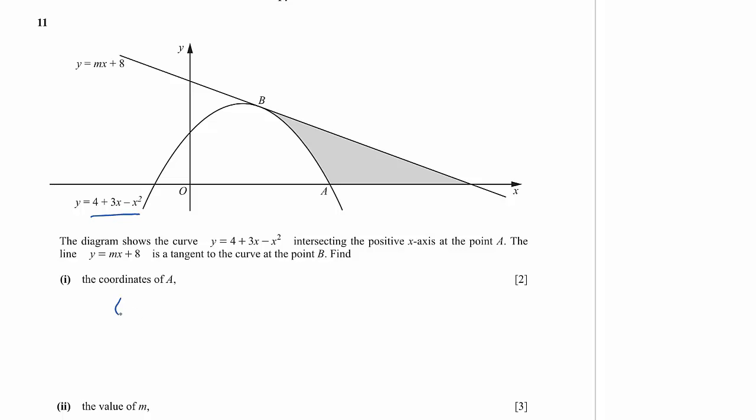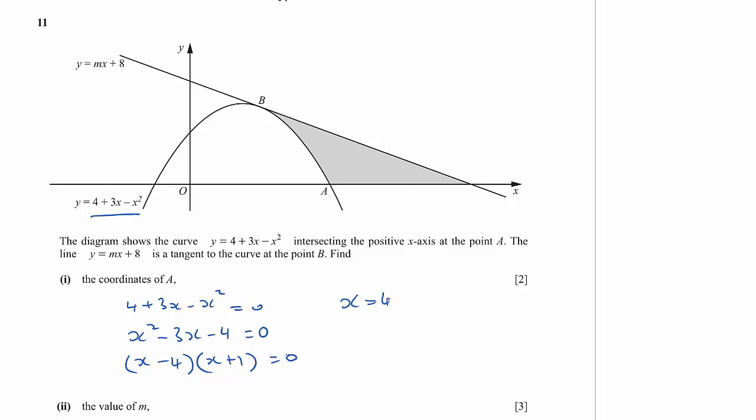So if we've got 4 plus 3x minus x squared equal to 0, or I prefer to have my x squareds positive when I'm doing this, so x squared minus 3x minus 4 equals 0, and so we've got x and x, 4 and 1, minus and plus would do that, so x is equal to 4, or x equals negative 1. Now clearly this one's the negative 1, so this one's the 4, so A is the point (4, 0).